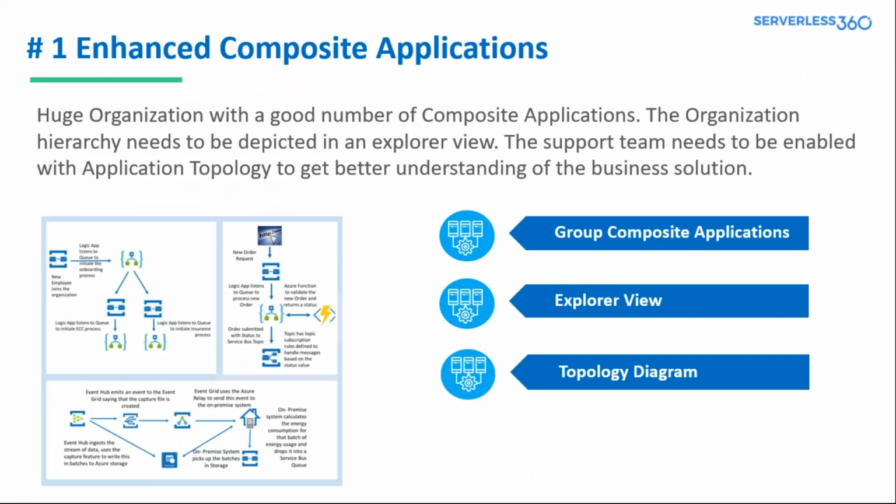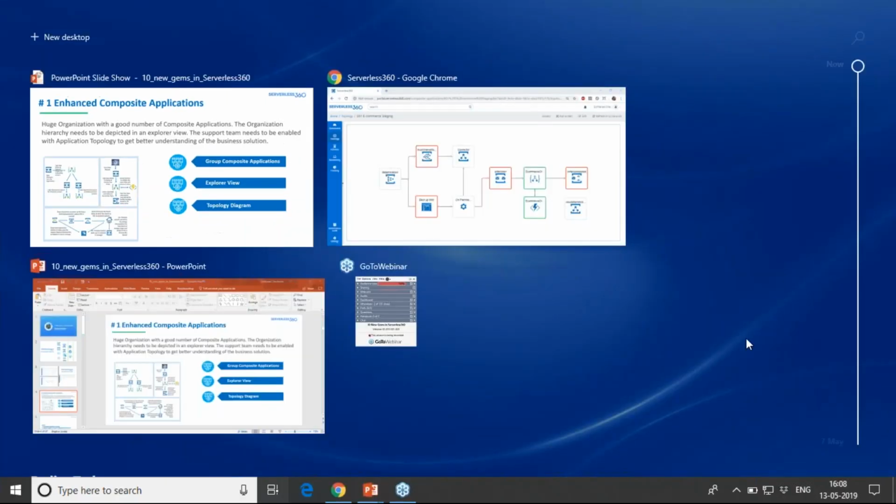Number one is an enhanced composite application. Over a period of time, we have been consistently improving the composite application experience, considering huge organizations which would have a number of business units and a number of products in each business unit. So the hierarchy needs to be depicted in an explorer view. And the team that works with the composite application needs to have a better understanding of the application. And this can be made possible with the help of a topology diagram. So to achieve all this, here come enhanced composite applications from Serverless 360.